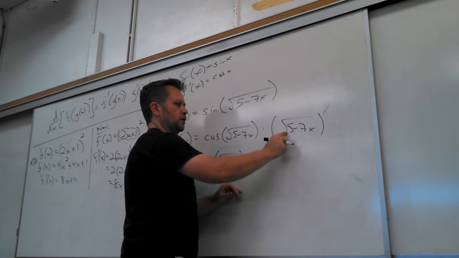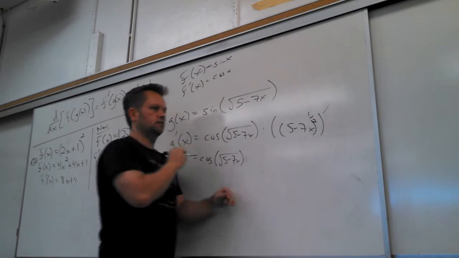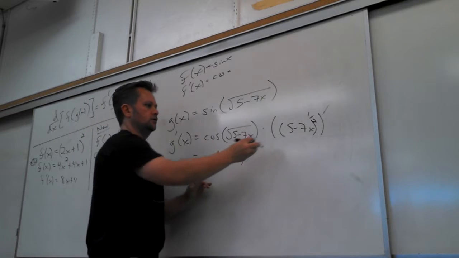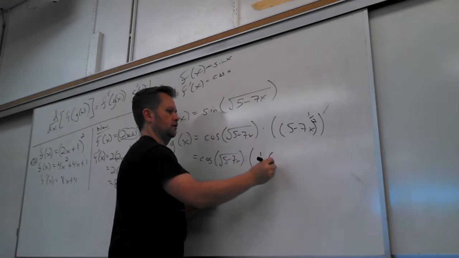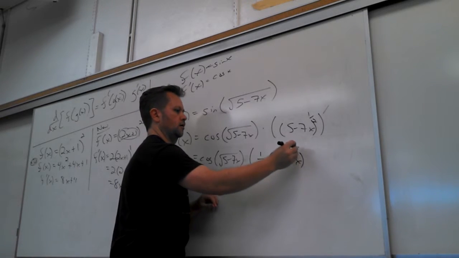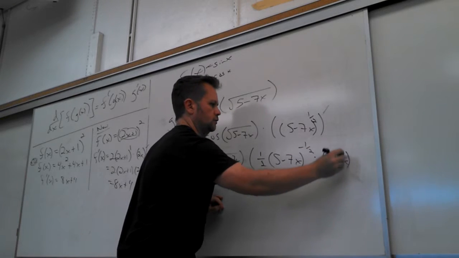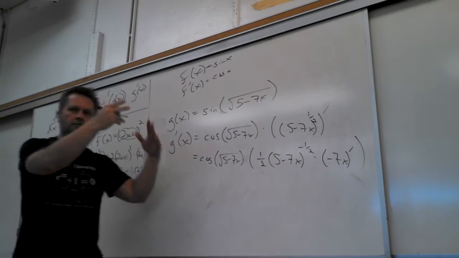So let's rewrite this. What's a better way to write square root of that? So 1/2. Yeah. That's better for derivatives because now I can apply the rule. So what's that rule say now? The outside function: 1/2 times (5 minus 7x) to the negative 1/2, times the derivative of the inside, negative 7x prime. Let me just write the rule out.